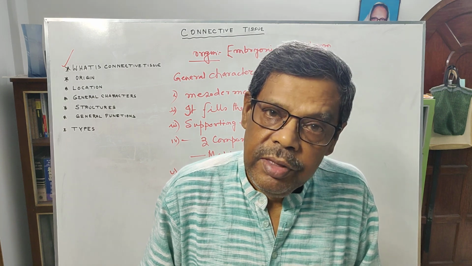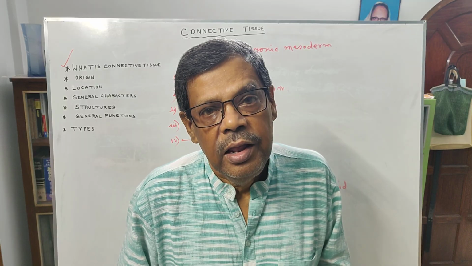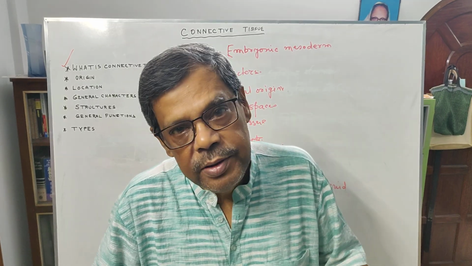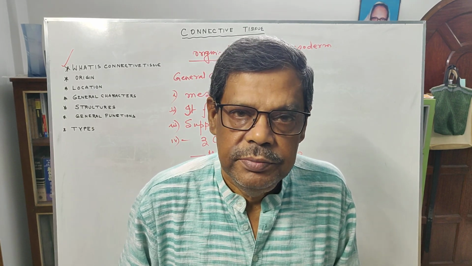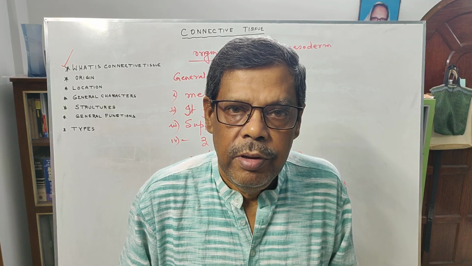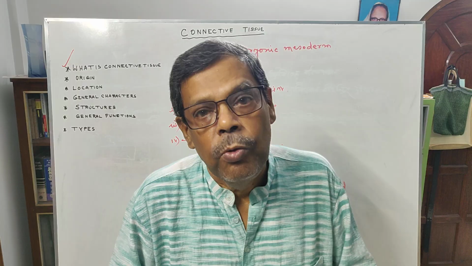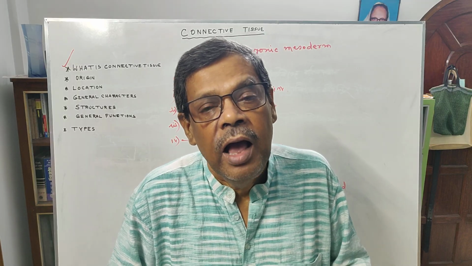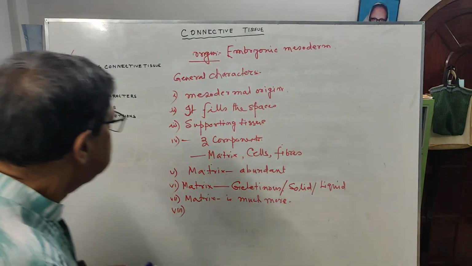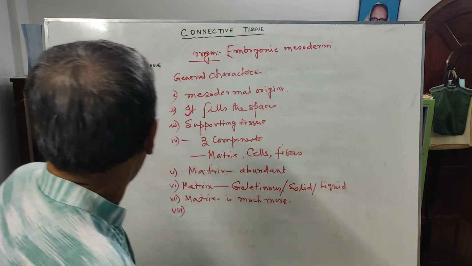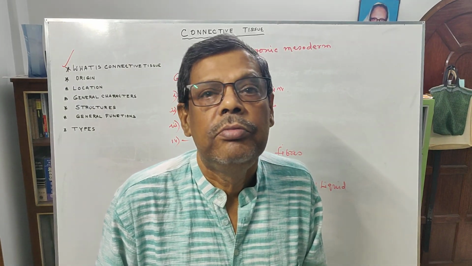Fibers are of 3 types: collagen fibers or white fibers, yellow fibers or elastic fibers, and reticular fibers. Different types of matrix and nature of matrix are different, so different types of function are performed by the connective tissue. These are the general characters of connective tissue.